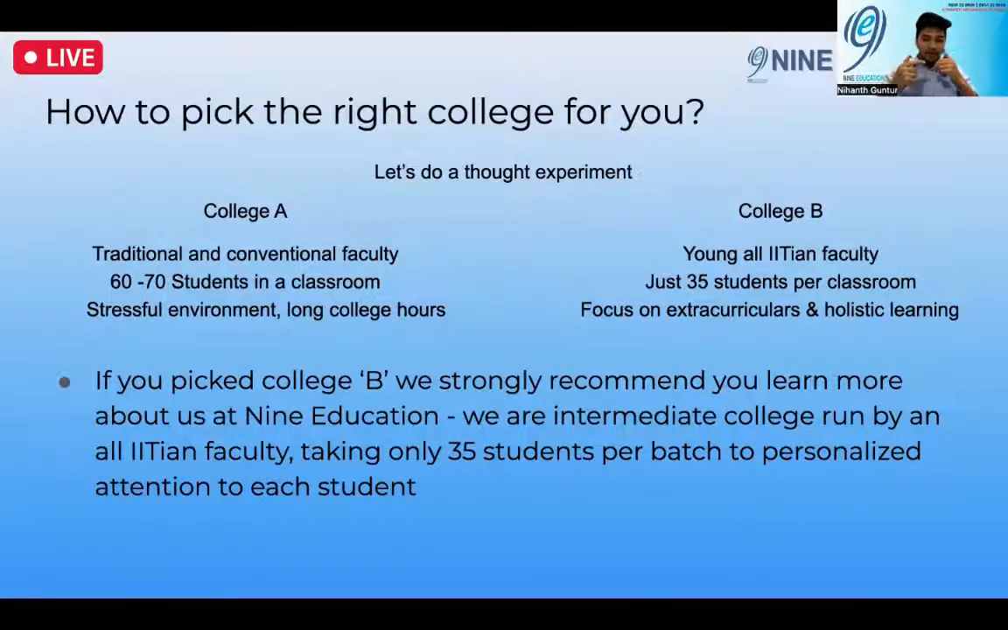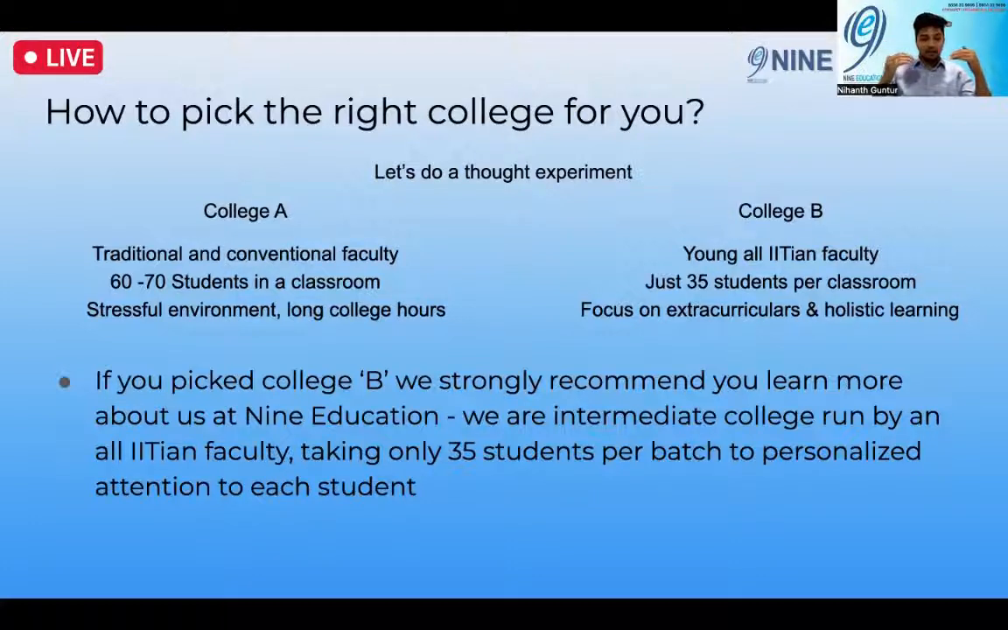Now let's look at a second scenario. There is a College A that has 60 to 70 students per classroom. Now there are a lot of famous colleges, big brand names, where they stuff 60 to 70 students in a single classroom, and there is no personal interaction between the teacher and the student. Versus there's a College B that just takes 35 students per classroom and makes sure that there's a lot of interaction between the teacher and the student. There is personal attention that the teacher can give the student because of the small faculty that we have.